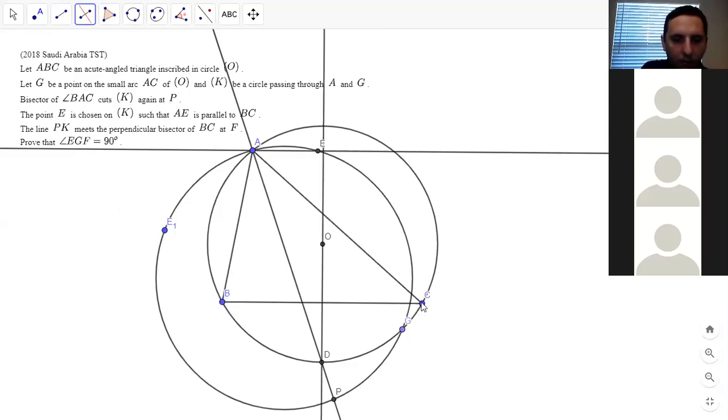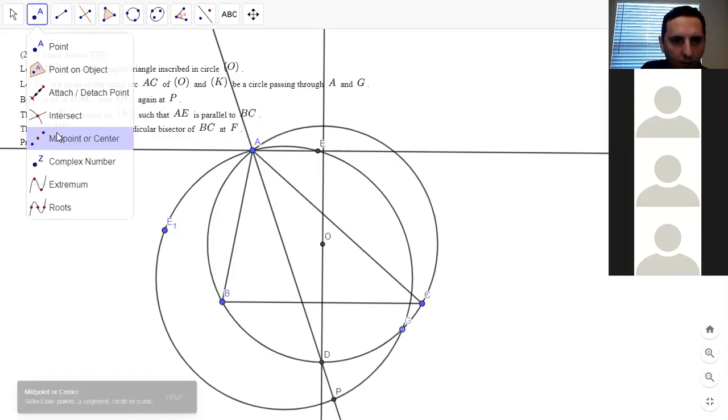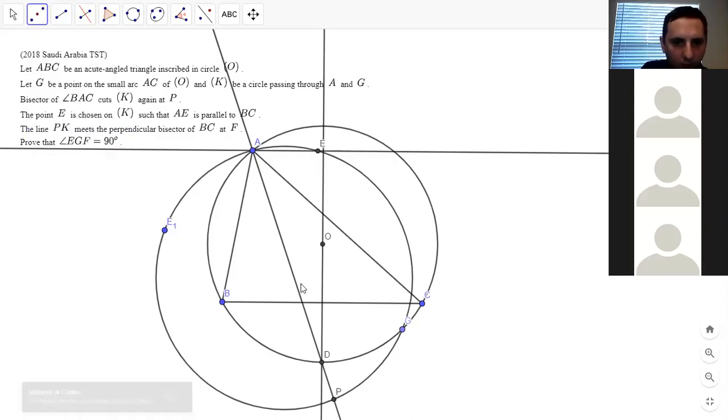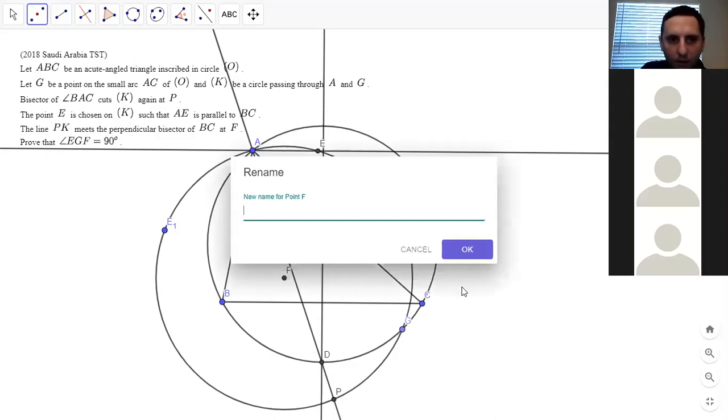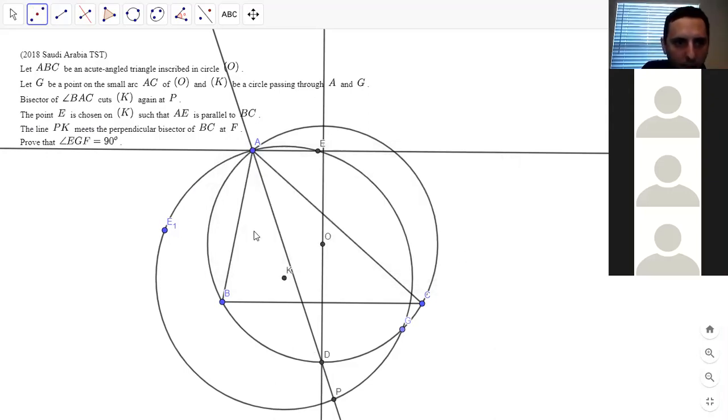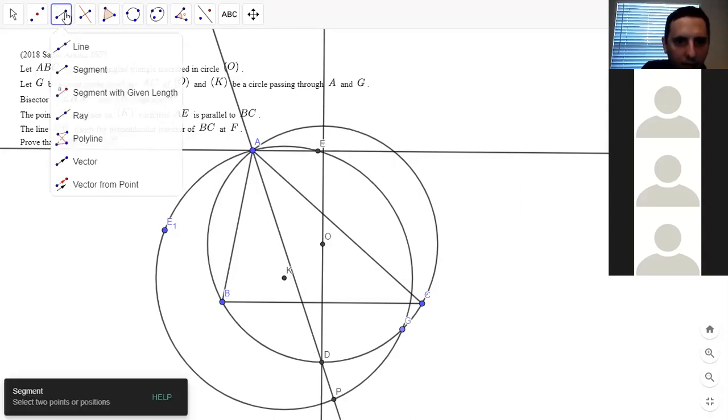So K is going to be the center of the circle. And we want to show that angle EGF is 90 degrees.